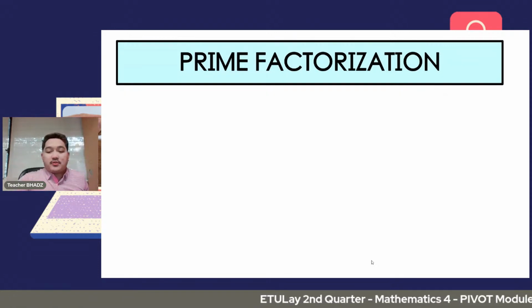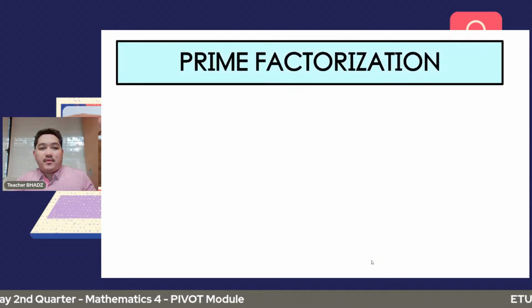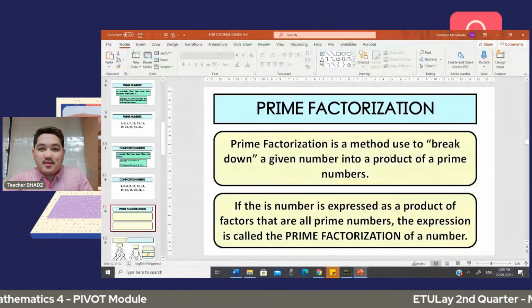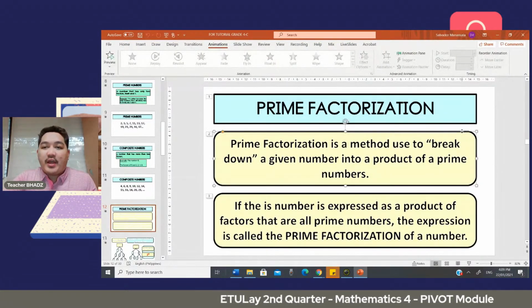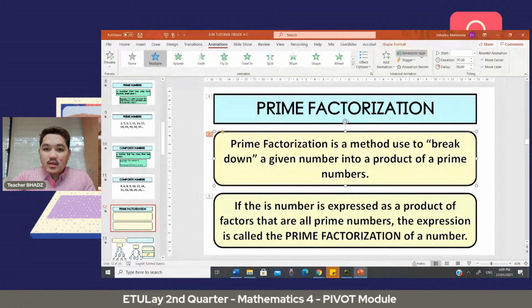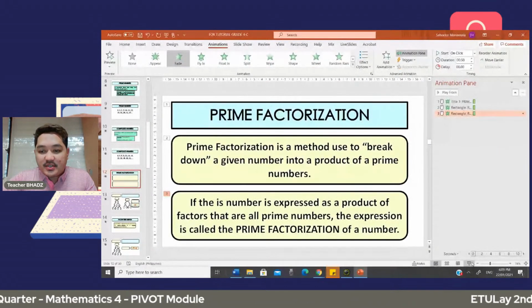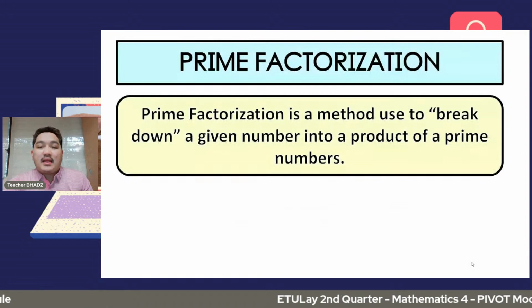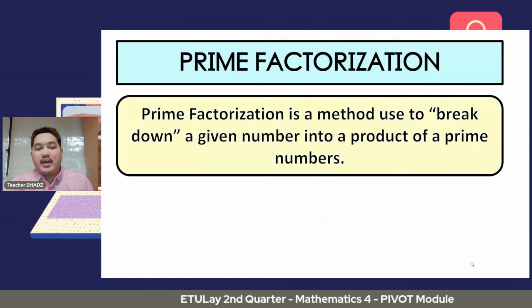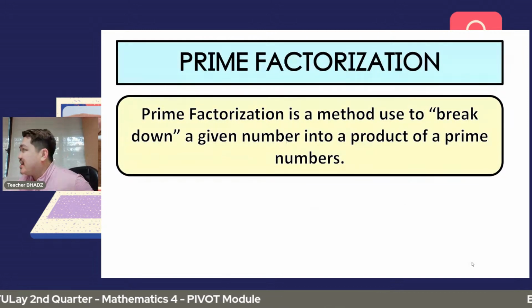When we talk about prime factorization, prime factorization is a method used to break down a given number into a product of prime numbers. Again, prime factorization is a method used to break down a given number into a product of prime numbers.